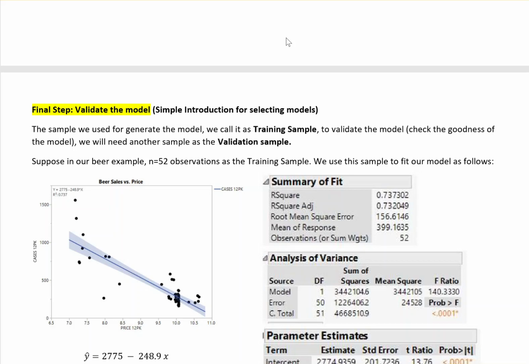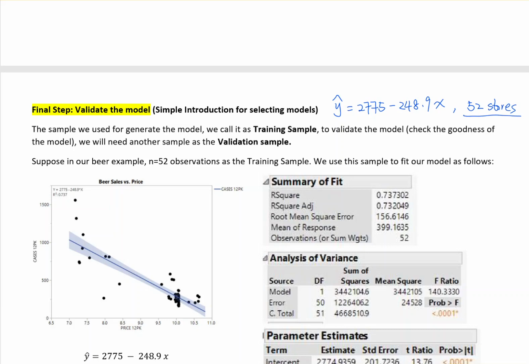All right, so for chapters 16 to 17 of simple linear regression, we have one more part to cover, which is the last step of simple linear regression: validating the model. In our example, based on the 52 stores, we got the simple linear regression equation, which is 2775 minus 248.9x.